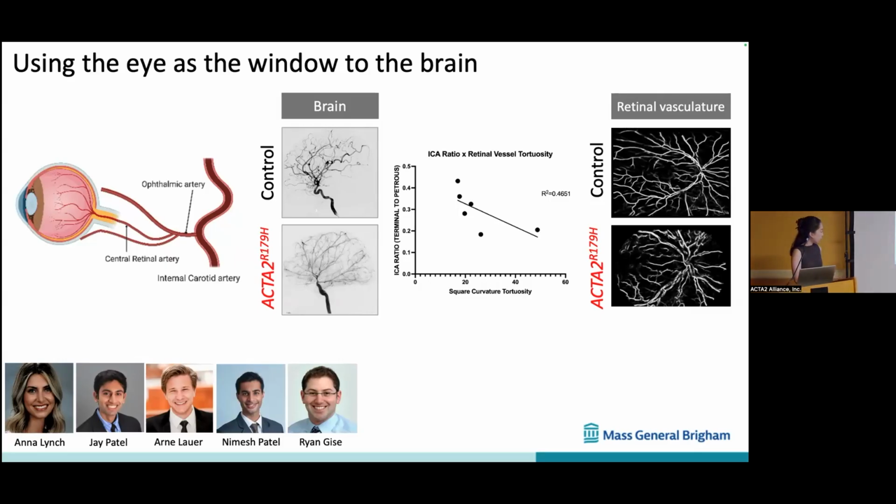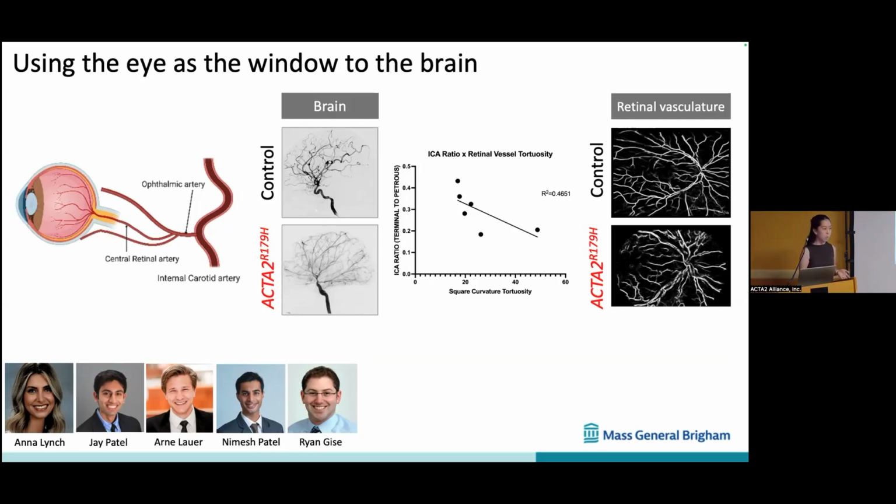And furthermore, Anna Lynch, who you heard from yesterday, and this amazing team of eye experts actually found that there is a correlation between vasculopathy of the ICA in the brain and vasculopathy of the retina. So as we can see in these two columns, this is a very healthy looking control brain and vasculature, and this is an image of the vasculature in the MSMDS patient, and we see that in this same patient we see an increase in retinal vessel tortuosity or twisting associated with this phenotype. So that data together makes the retinal vasculature an excellent surrogate for cerebral vascular disease progression.